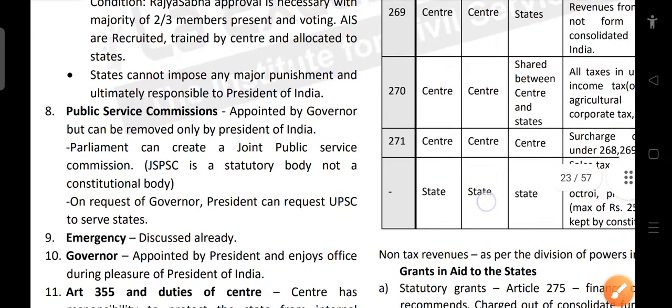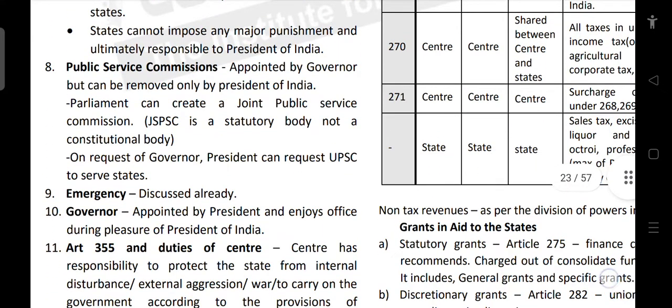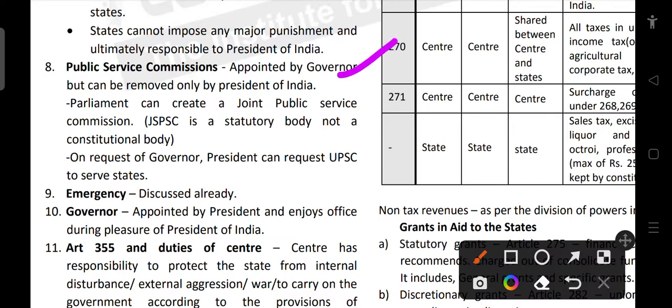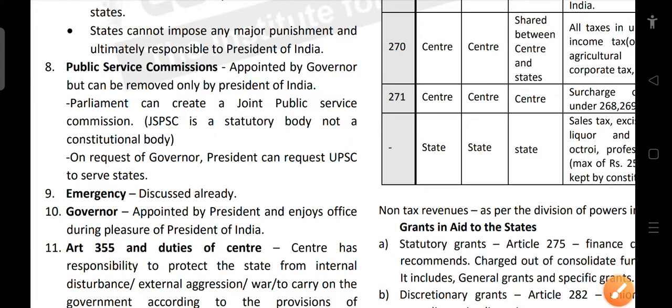Now regarding the Public Service Commission. It is appointed by the governor but can be removed only by the President of India. Parliament can create a JPSC, that is, a Joint Public Service Commission. So JPSC acts as a statutory body and not a constitutional body, whereas UPSC and SPSC are constitutional bodies. On request of the governor, the President can request UPSC to serve the state for recruiting certain posts.